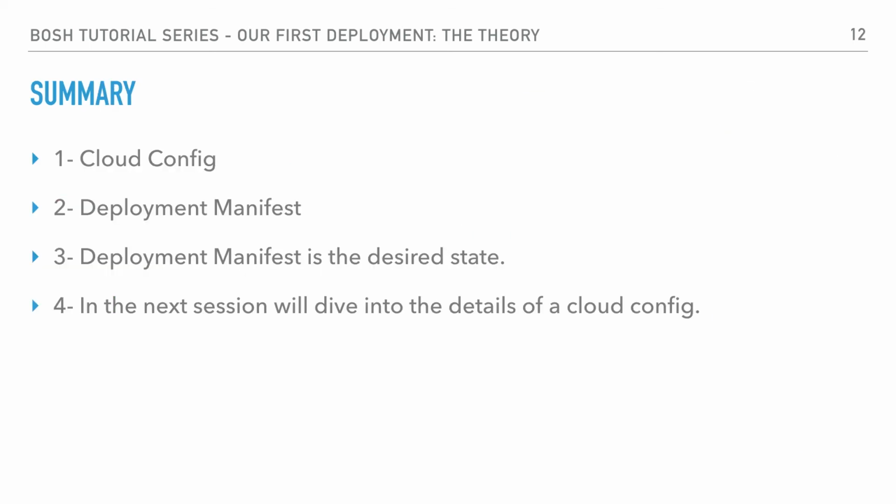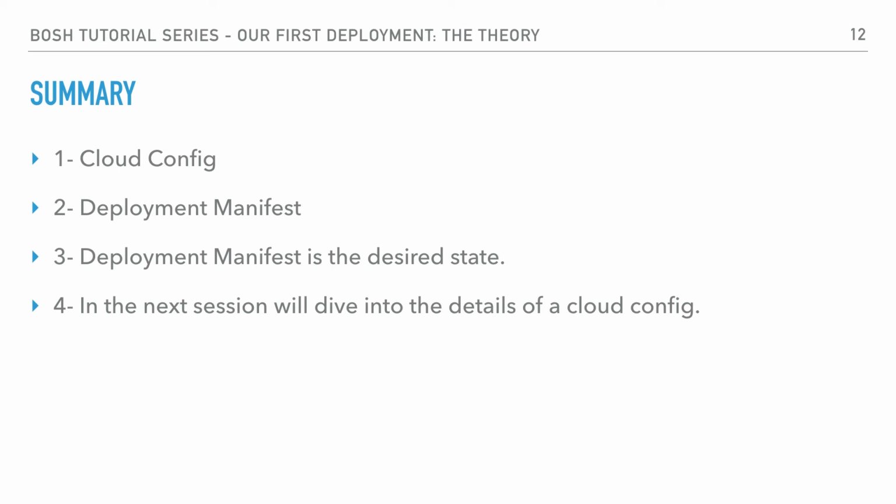So as a summary, to keep it short, what we have talked about in this video is the cloud config. We talked about the cloud config as the IaaS specific properties that we're going to define and reference in the deployment manifest later on. We talked about the deployment manifest, and it's the desired state that the user wants to have. Let's say it's X number of VMs with X software on them. So the deployment manifest is the desired state that the BOSH director will make happen.